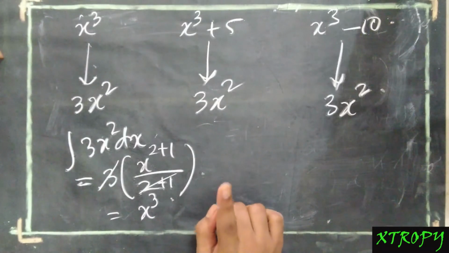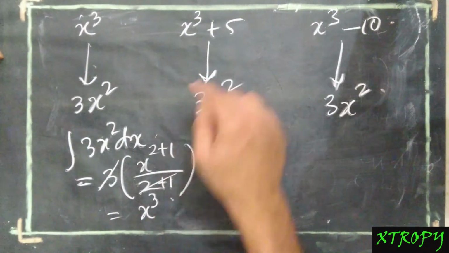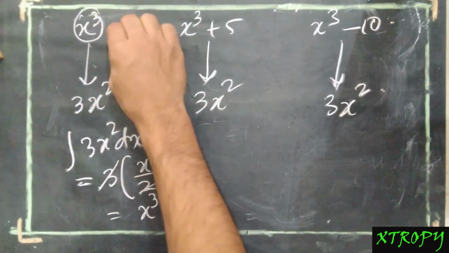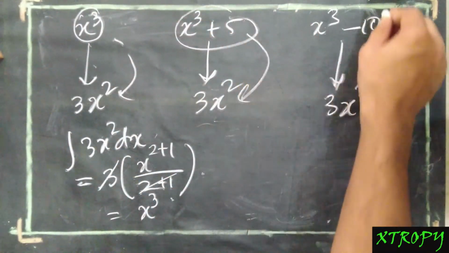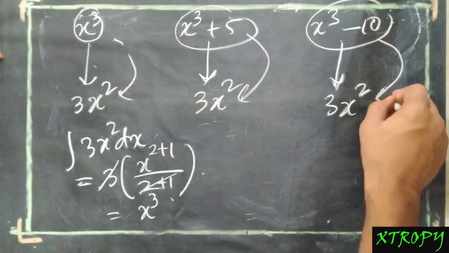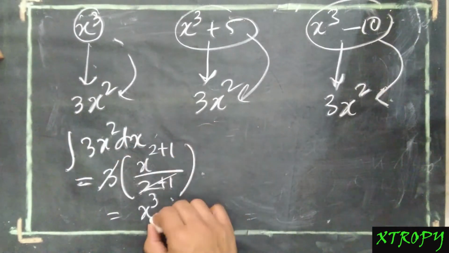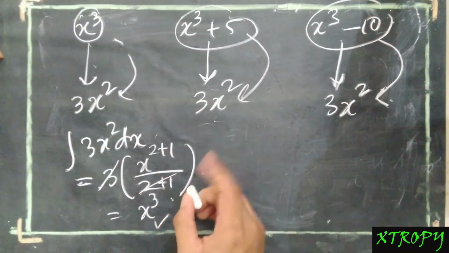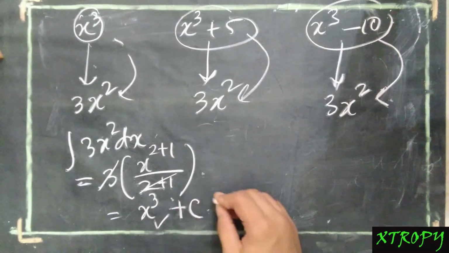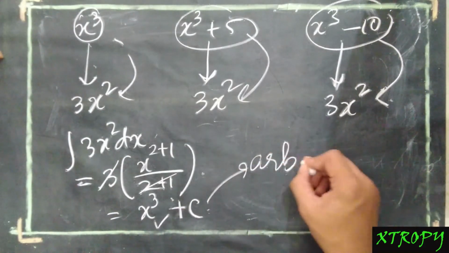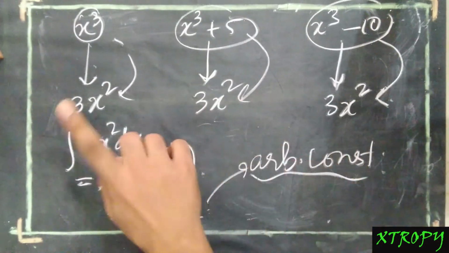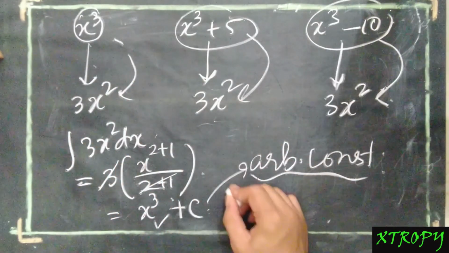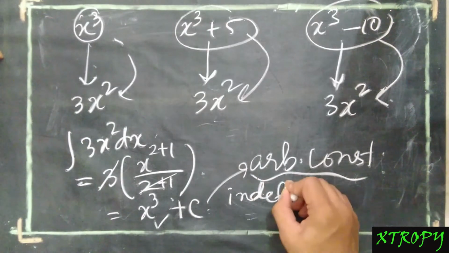If we do not add the arbitrary constant, see what the problem is. The differentiation of x cube is 3x square. The differentiation of x cube plus 5 is also 3x square. The differentiation of x cube minus 10 is also 3x square. But if you integrate this, you will get just x cube. So that's why we add a plus c, an arbitrary constant. And that is why integration of this type is known as indefinite integration.